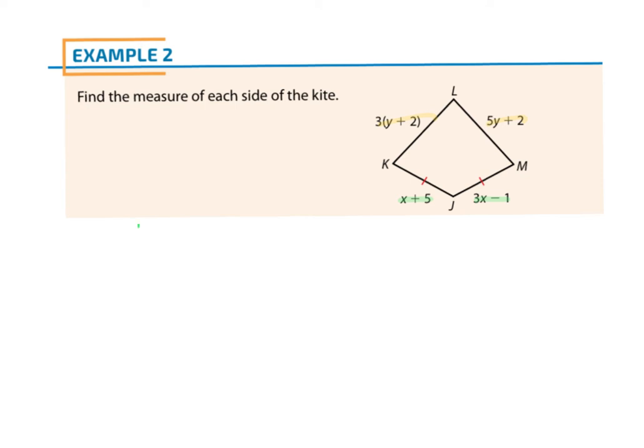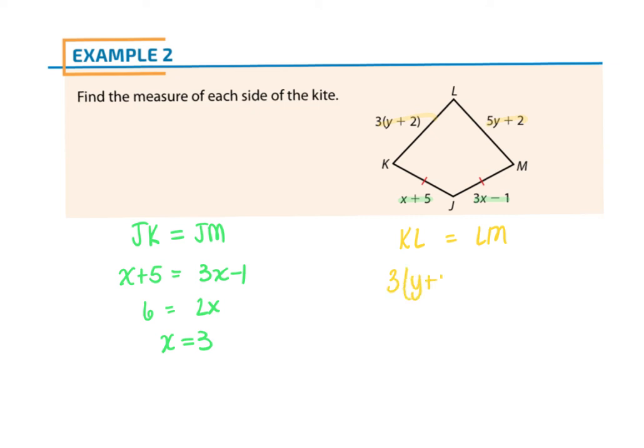So we know that JK, the length of that one, should equal the length of JM, which means we can just write what they have given us. Add your 1 over, subtract your x over, x is going to equal 3. We can do the same thing with the other one. We know that the length of KL should equal the length of LM. So once again, we can just set those equal to each other and solve.